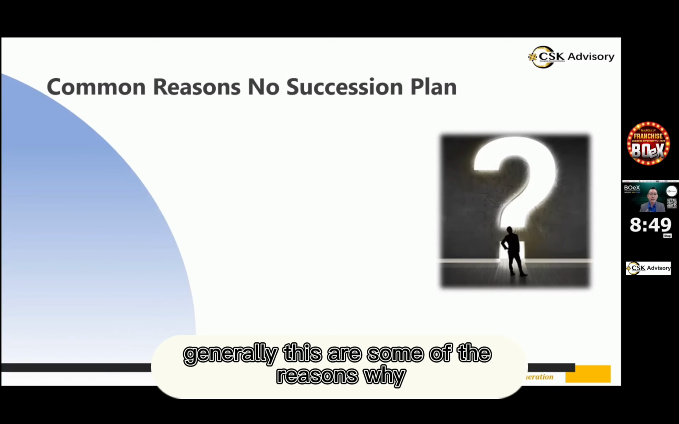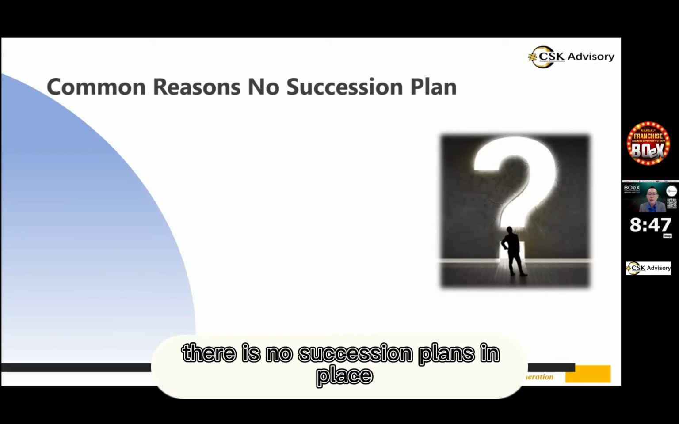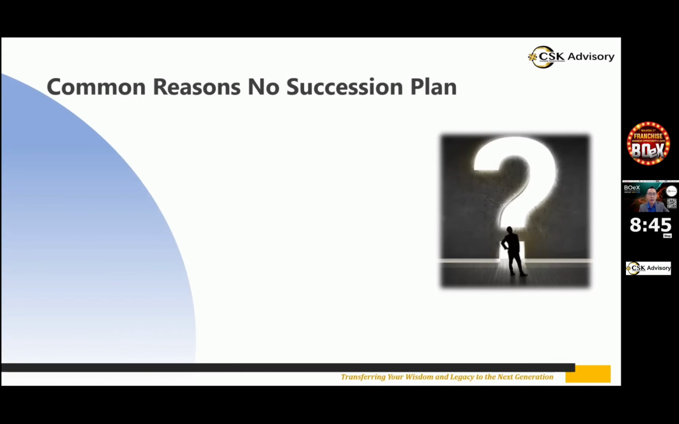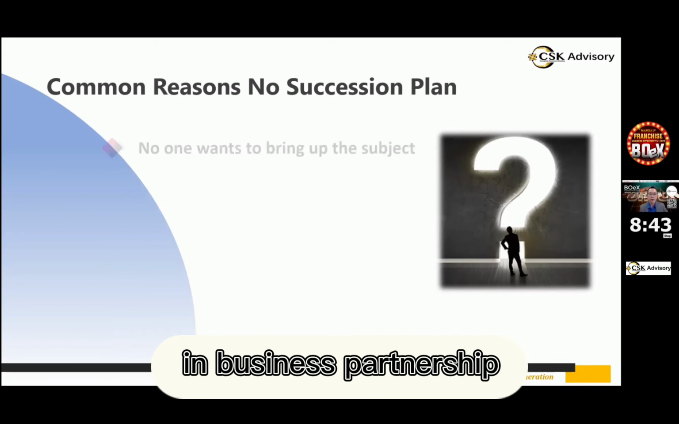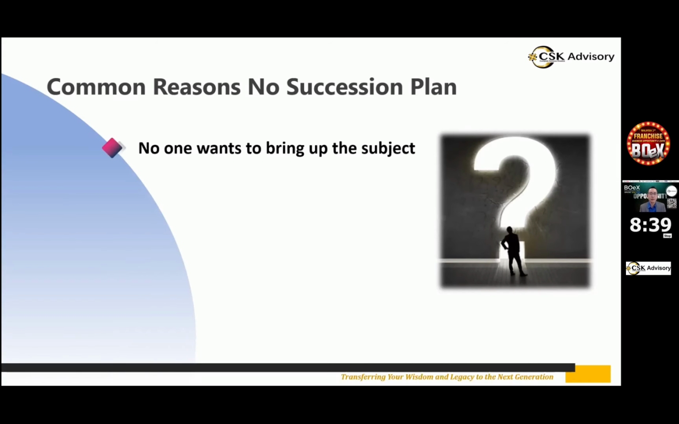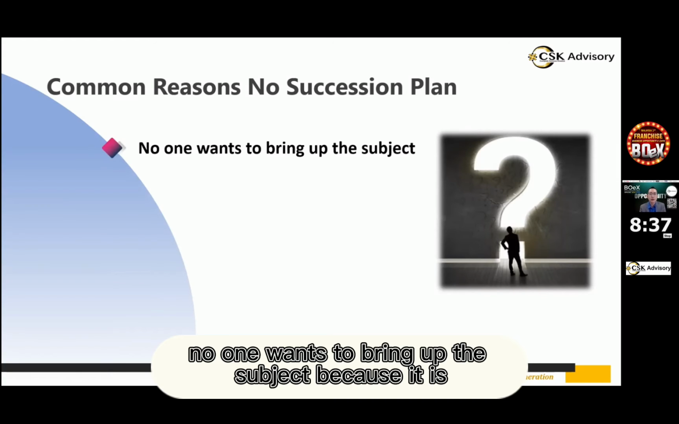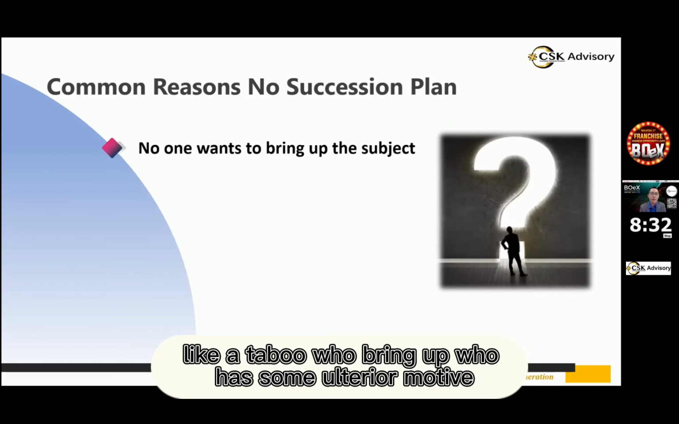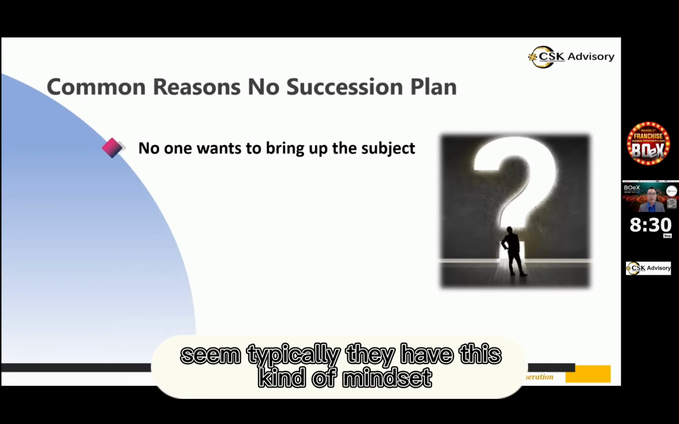Now, generally, these are some of the reasons why there are no succession plans in place in a business partnership. Number one, let's say two partners in the company. Generally speaking, no one wants to bring up the subject because it is like a taboo. Who brings it up, who has some ulterior motive. Typically, they have this kind of mindset.